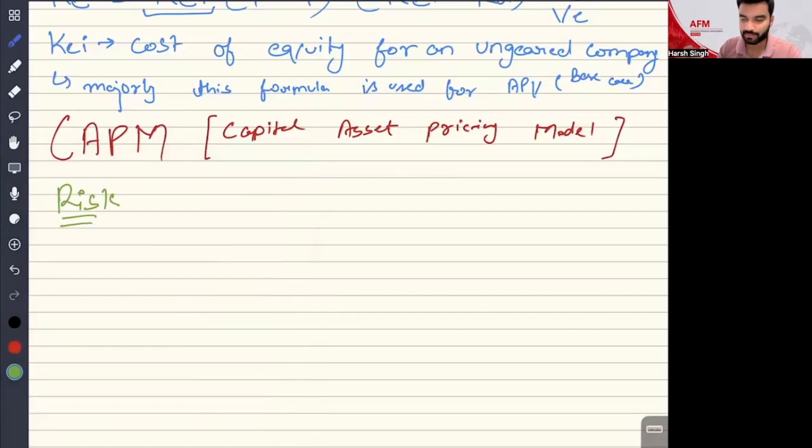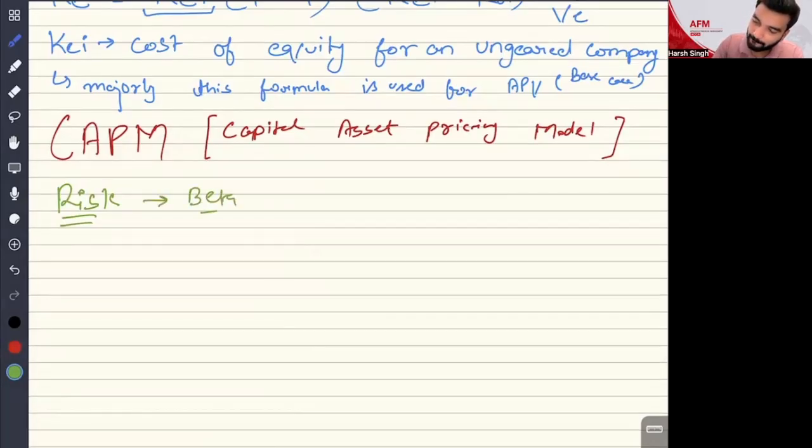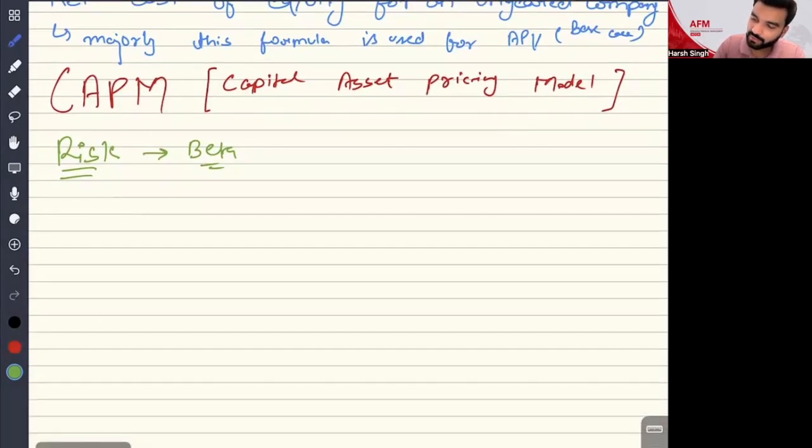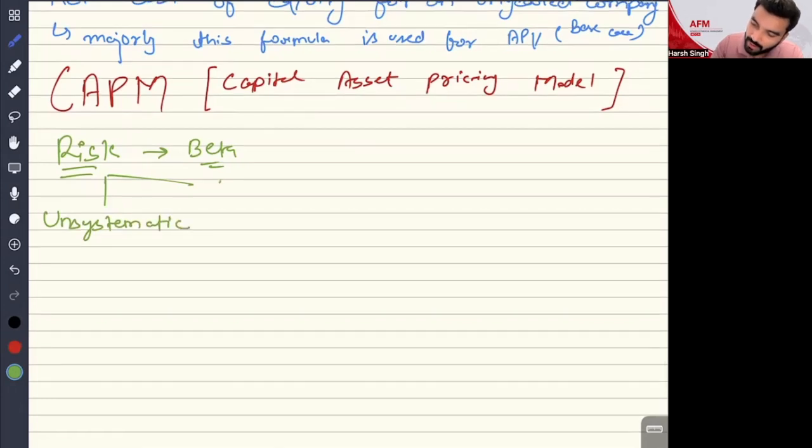Risk is of two types, denoted by beta. Now risk can be first unsystematic and systematic. These are the two types of risk. Unsystematic risk is that risk which can be diversified away. These risks are because of the risk uncorrelated.